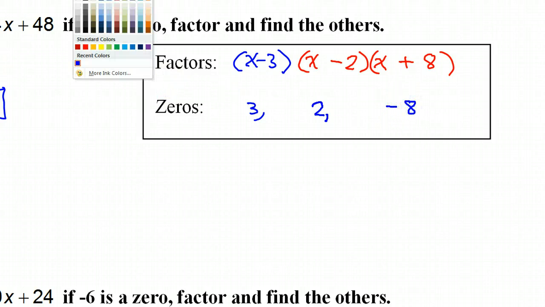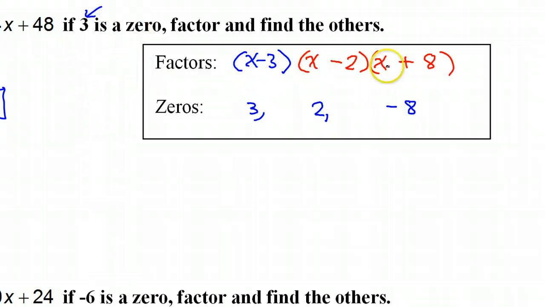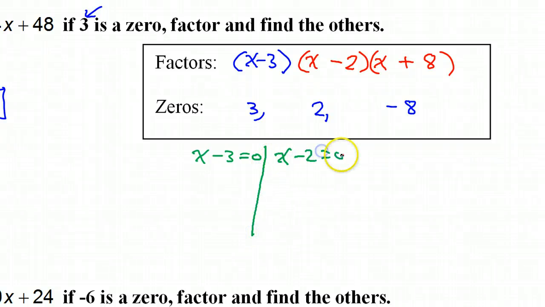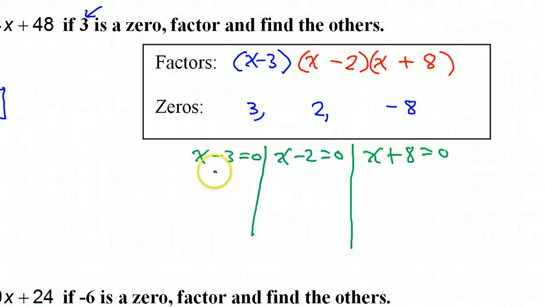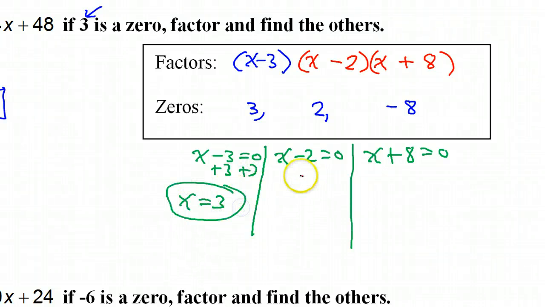Now, please understand, sometimes kids just say, oh, so it's the opposite. And sure, that's working fine right now, but what if it gets more complicated? So I just want to make sure you understand that what we're really doing when we find these zeros is we're setting these factors equal to 0. So I'm really doing x minus 3 equals 0, and x minus 2 equals 0, and x plus 8 equals 0. And when I solve these, that's how I'm getting the zeros.